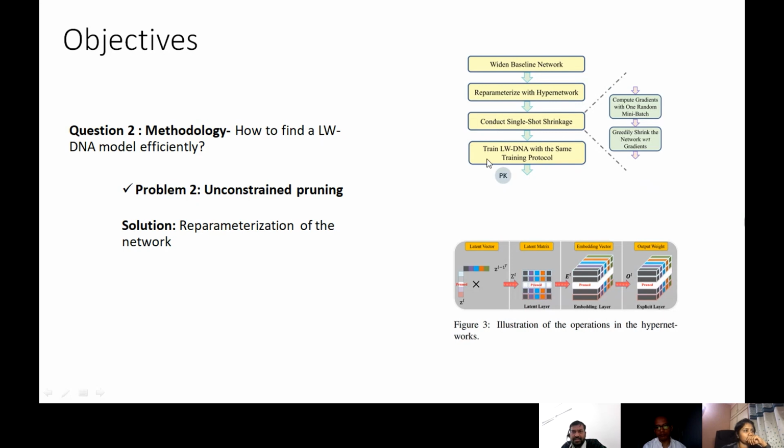First, they widen the baseline network, then they use the hyper network to reparameterize and conduct single-shot shrinkage. It has two components. First is to compute the gradient with just one random mini batch. And that makes it cost-free because you are using only a single batch, and then greedily shrink the network with respect to the gradient, and finally just train the LWDNA model with the same training protocol, because that also keeps a fair method to compare it with the baseline model.